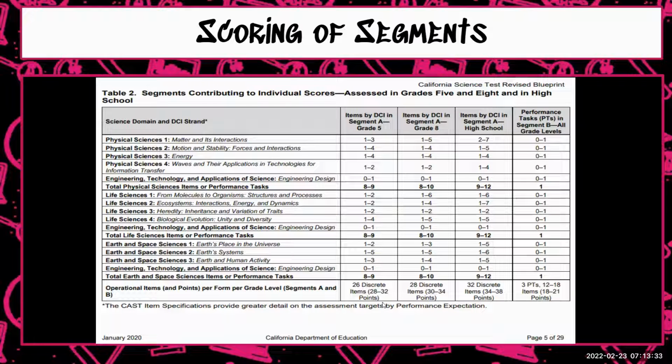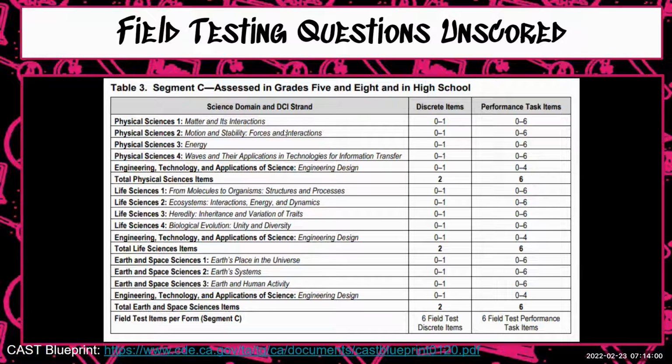So the students will receive in 5th grade a total of 26 discrete items, which are worth anywhere between 28 and 32 points. And in 8th grade, they receive 28 discrete items, which are anywhere between 30 and 34 points on this scaled score. So this is the breakdown for how things are laid out on the assessment. I took this piece, and here's segment C. This is the section where they either get discrete items or they get a performance task. And you can see how that's broken down. They're getting 6 field test discrete items and possibly 6 field test performance task items that are available.